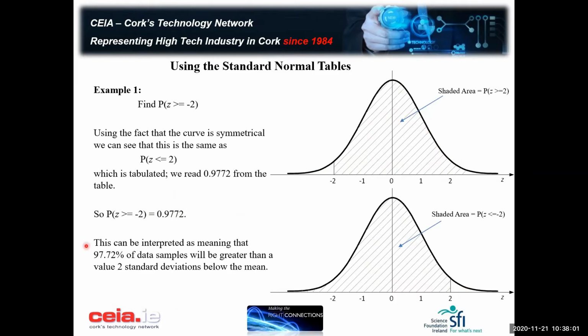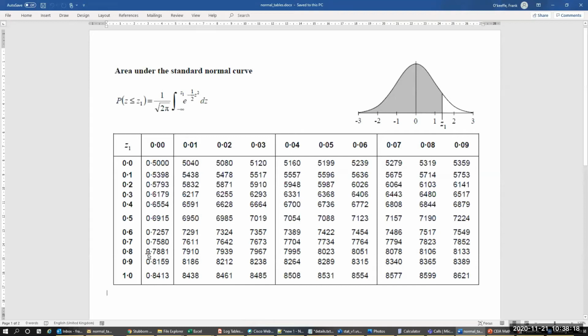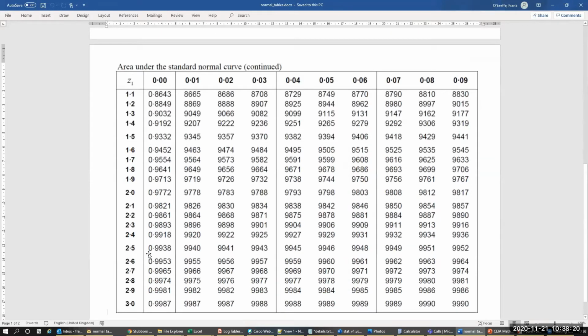So that is saying that the probability that Z is greater than or equal to -2 is the same as the probability that Z is less than or equal to 2. That is a tabulated value, which we can now look up. So we try to find Z equal to 2, and we need to go to the next set. And for Z equals 2, the value is 0.9772.